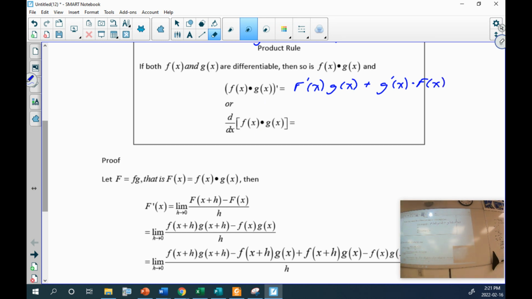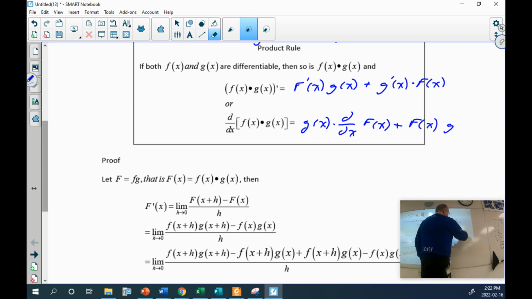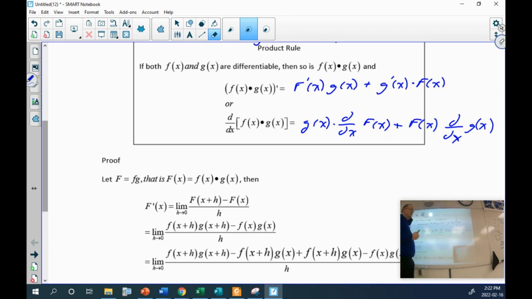And if you're going to write this in Leibniz notation, I did hand this out, didn't I? Right, Leibniz notation, this would be d/dx of the function f of x times g of x. I'm going to write it: g of x times d/dx of f of x plus f of x times d/dx of g of x. Okay. Now, that's basically it.